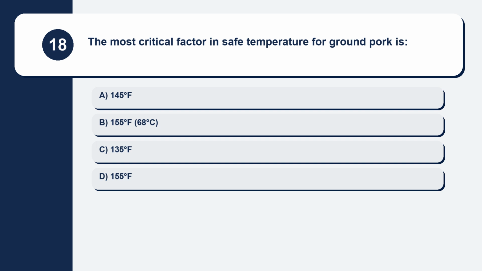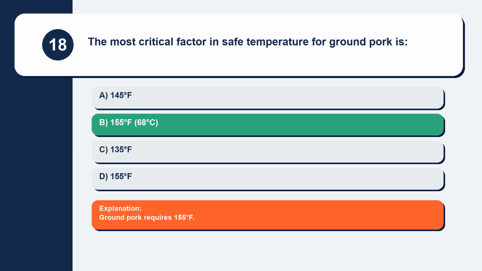Question 18. The most critical factor in safe temperature for ground pork is 145 degrees Fahrenheit, 155 degrees Fahrenheit 68 degrees Celsius, 135 degrees Fahrenheit, 155 degrees Fahrenheit. Ground pork requires 155 degrees Fahrenheit.